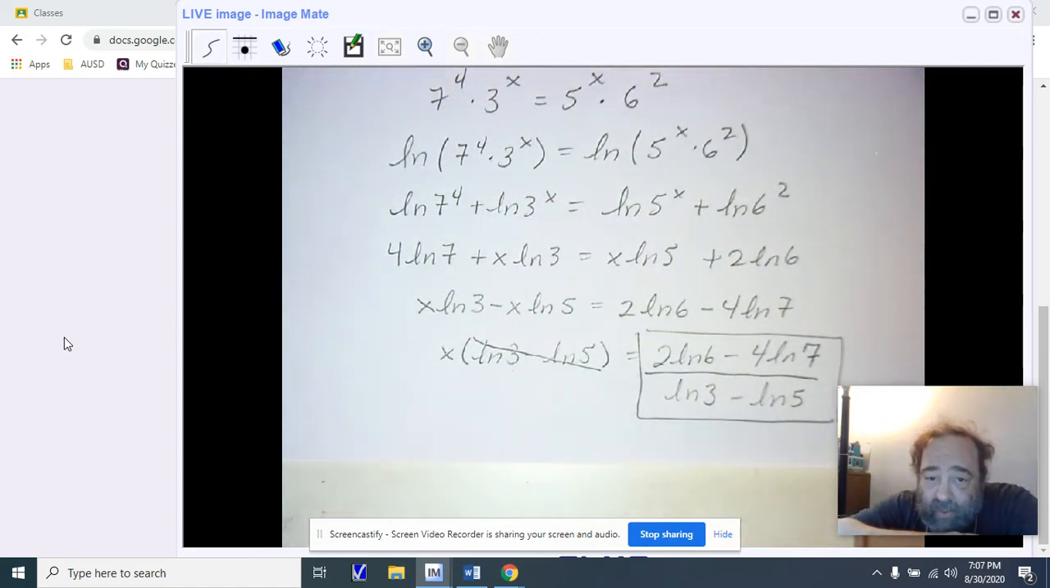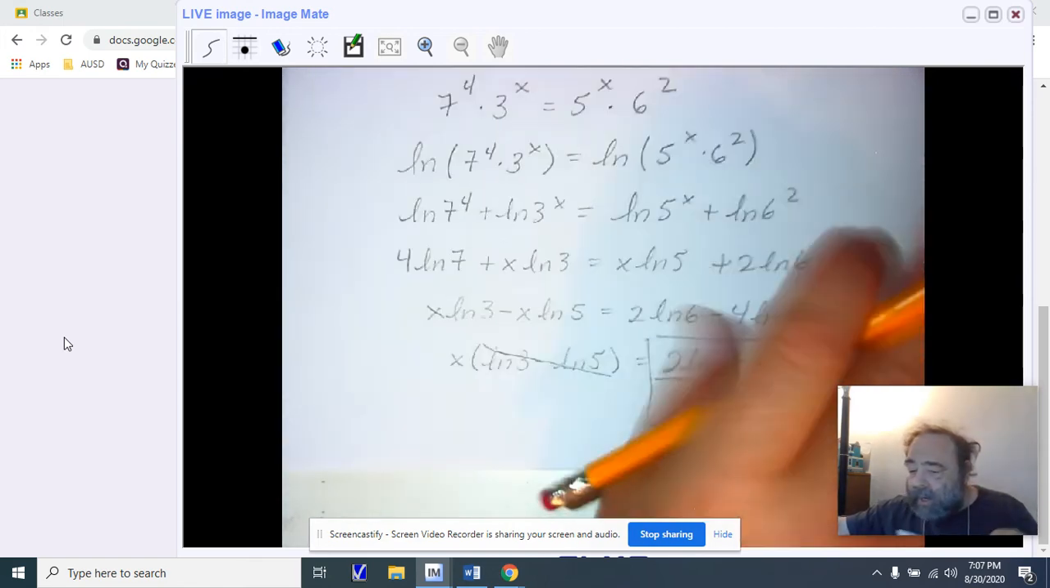Now, it doesn't matter whether I use base 10 or base e. My goal here is to ensure that I have a common base regardless. So as long as I take the same base on the right and the left, I'm going to be okay. And that includes non-standard bases like base 4, base 7, whatever it might be.